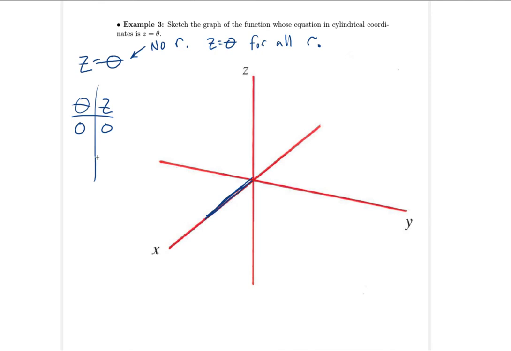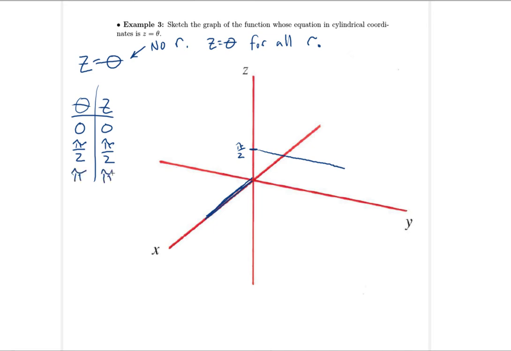Now, what about when theta is equal to pi over 2? Well, then z equals pi over 2. So no matter what r's we're talking about, if we go up pi over 2, then z is going to be pi over 2. When theta is pi over 2, z is pi over 2. And we know theta is pi over 2 when we're along the y-axis. So I'm going to draw a line parallel to the y-axis here.